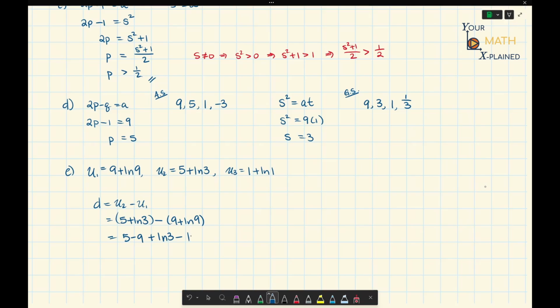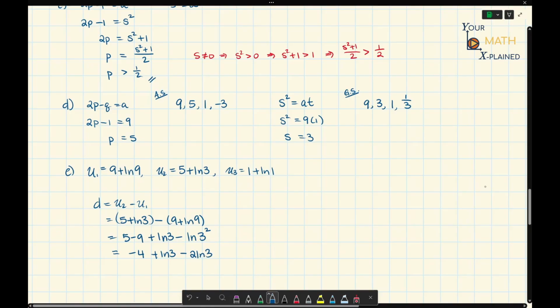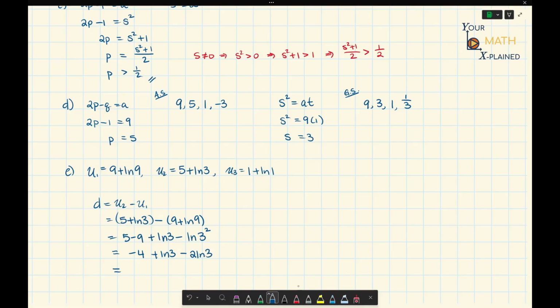But we can rewrite ln of 9 as ln of 3 squared. And now we can go ahead and use the power law to pull the 2 in front of the ln. So we get -4 plus ln of 3 minus 2 ln of 3. And then combining the like terms is going to give us -4 minus ln of 3. So this would be the common difference d for this new arithmetic sequence.